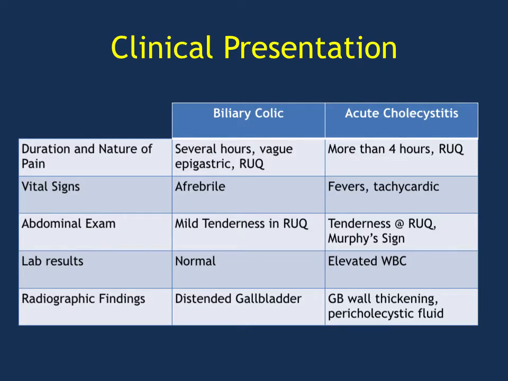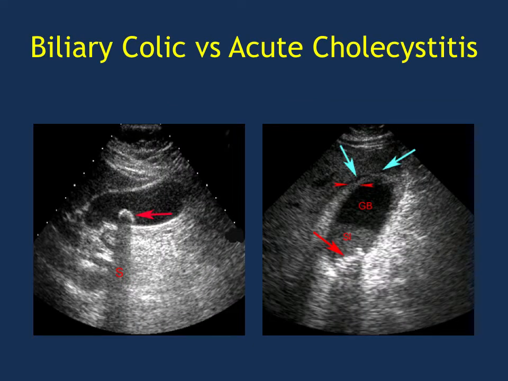So the pain often lasts more than 4 hours, and then the systemic signs that we look for are fevers, tachycardia, significant tenderness, and leukocytosis. Now, with regard to radiographic findings, there is radiographic evidence of inflammation which manifests as edema and fluid. So the picture on the right shows acute cholecystitis with a thickened gallbladder wall, which is caused by fluid within the wall of the gallbladder and the interstitium.